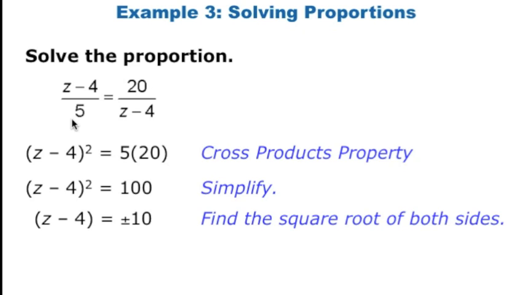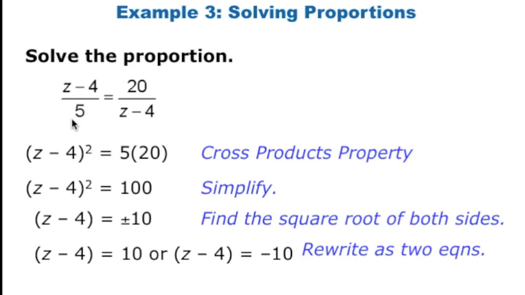Now, that means I have two equations to solve for. I have z minus 4 equals positive 10, and I have z minus 4 equals negative 10. I've got to solve for both of those. In both cases, I'm adding 4 to both sides, leaving me with z equals 14 and z equals negative 6 as the two solutions to this equation.